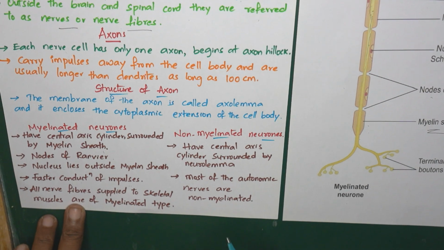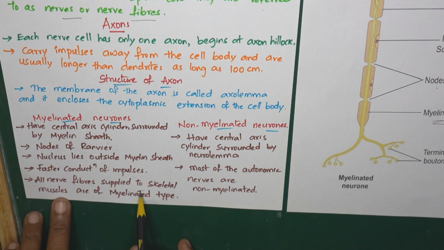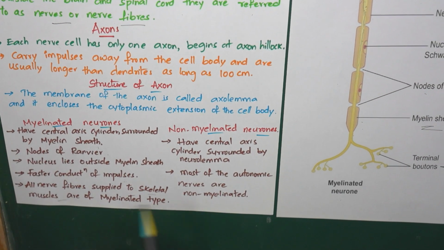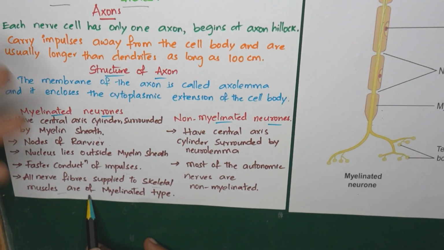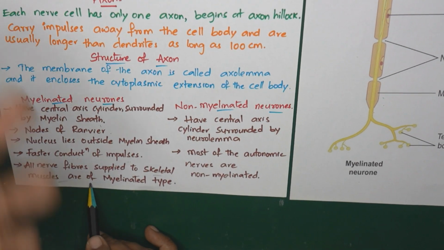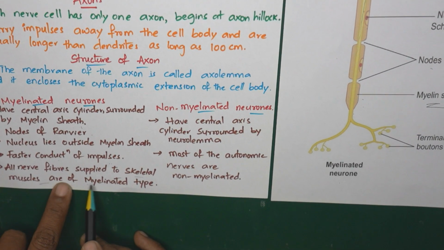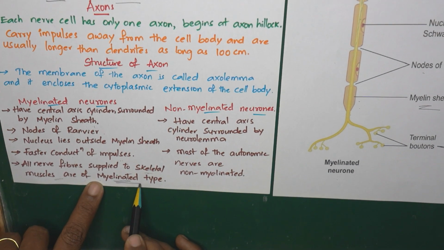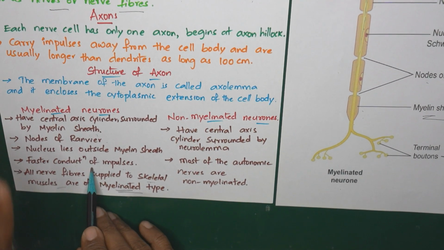Okay, and what is the importance of myelinated neurons? This myelin sheath helps in the faster conduction of impulses, in immediate reflexes, like whatever nerve fibers are supplied to the skeletal muscles. For example, in our movement we need faster movement in response to outer conditions. Sudden reflexes will be there. In those conditions, whatever nerve fibers are supplied to the skeletal muscles are of the myelinated type, because there should be faster conduction of impulses.